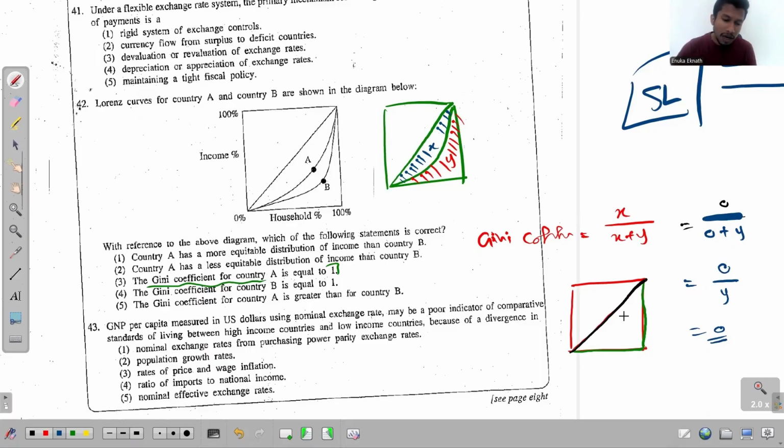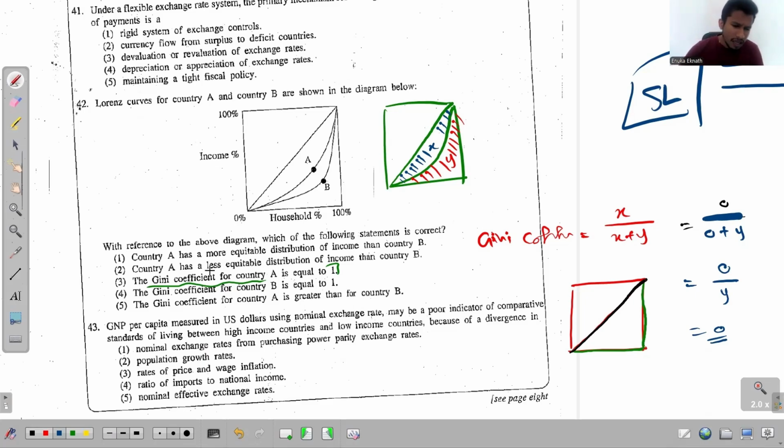So if the Gini coefficient is 0, there's no disparity at all. The income distribution is perfectly uniform in that country. Hope you understand those two as well.